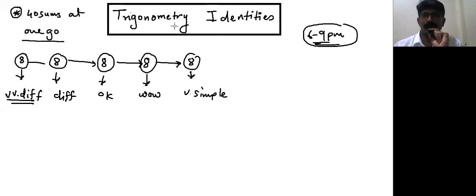Many people find this chapter a little bit challenging. I would always recommend to all students, do 40 sums in one go and you will enjoy it. I'm sure that with the first eight sums, you will find the chapter very, very difficult. Then the moment you keep increasing by eight sums, you will keep changing your review: difficult, then okay, then wow, and then very simple. So without wasting any time, we will start with trigonometrical identities.